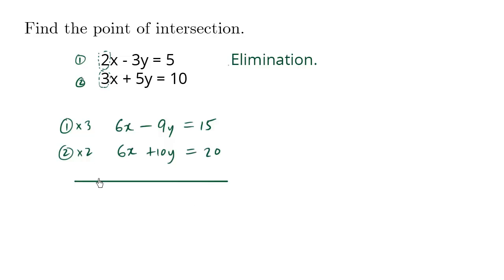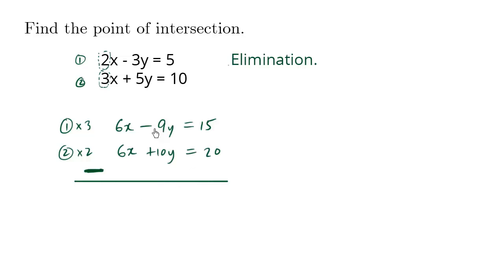And here what I'm going to do is subtract. And the interesting thing here is you can subtract either top minus bottom or even bottom minus top. It doesn't really matter, it's the same. I'm going to stick with convention and go top minus bottom. 6x minus 6x disappears, becomes 0, which is nothing. I'm not going to bother writing it.